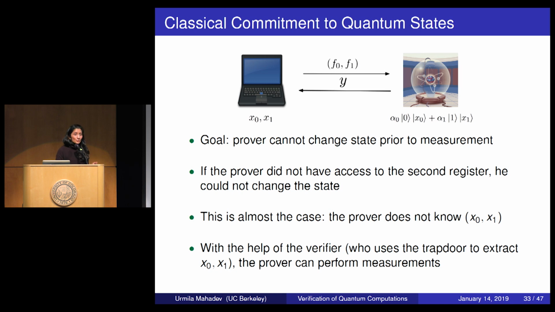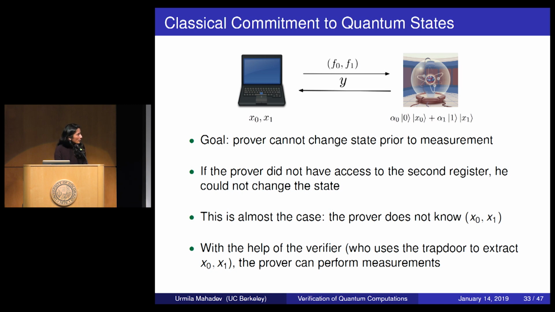But that statement is too strong, because what I want him to be able to do is not change the state if he feels like it, but only change the state if the verifier wants him to perform a measurement. So if the verifier asks him to perform a Hadamard or standard basis measurement, he should be able to. And that's what I'm going to show you now.